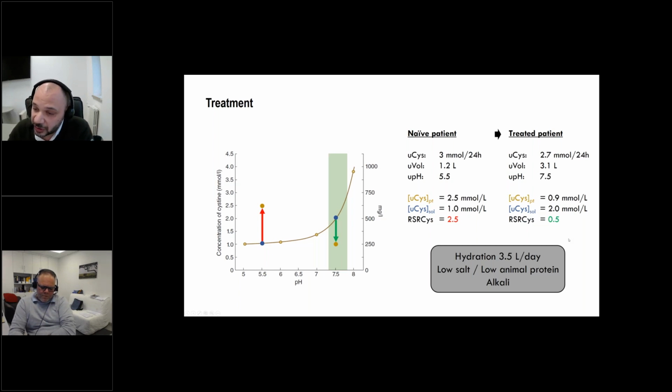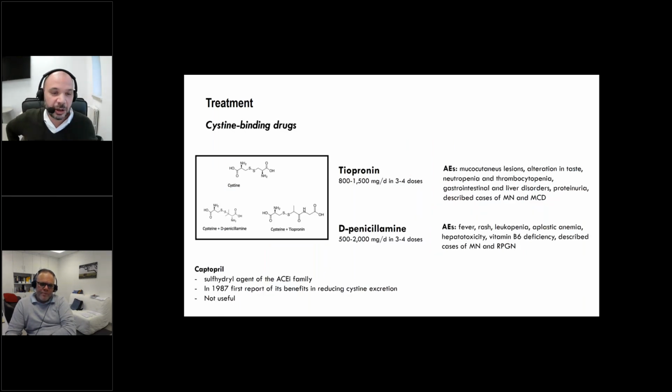If not, so if the patient fails and has a recurrence, the first thing we should do is check whether the patient is optimally compliant with the conservative management. If so, and if the patient still has recurrences, at this point we can move to the second tier, which is represented by cystine-binding drugs. These are two drugs, tiopronin and D-penicillamine, since captopril is no longer used. These drugs have the ability to break the disulfide bridge of cystine and create heterodimers with cysteine that are about 15-fold more soluble compared with the homodimer of cystine.